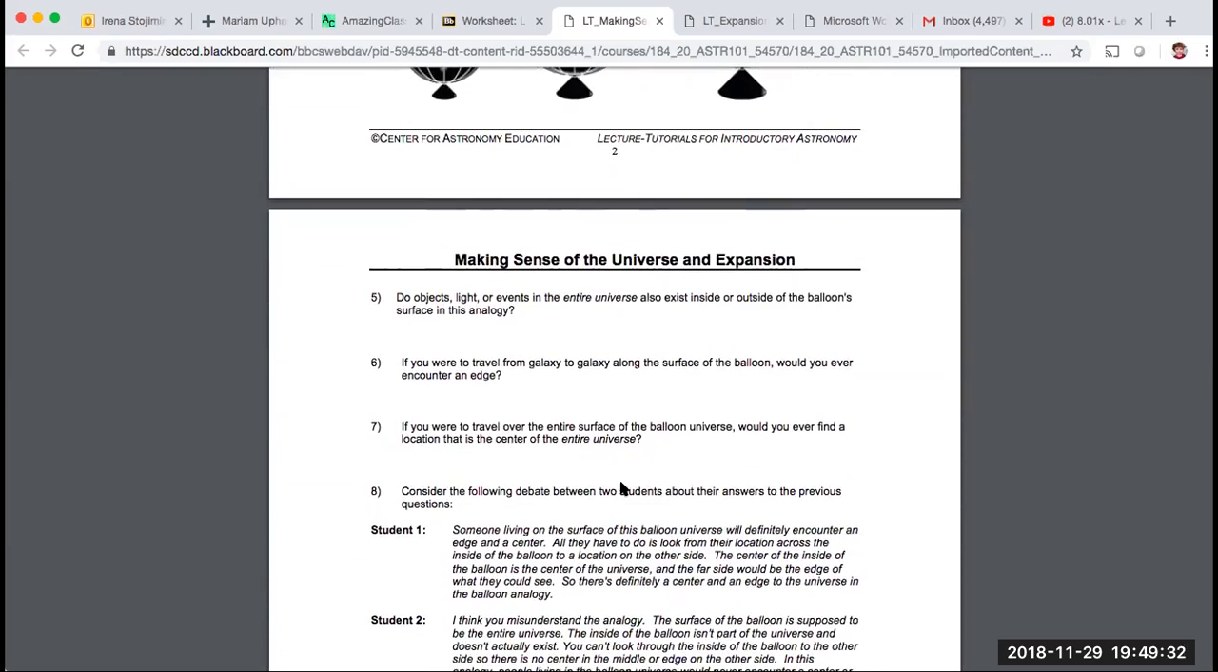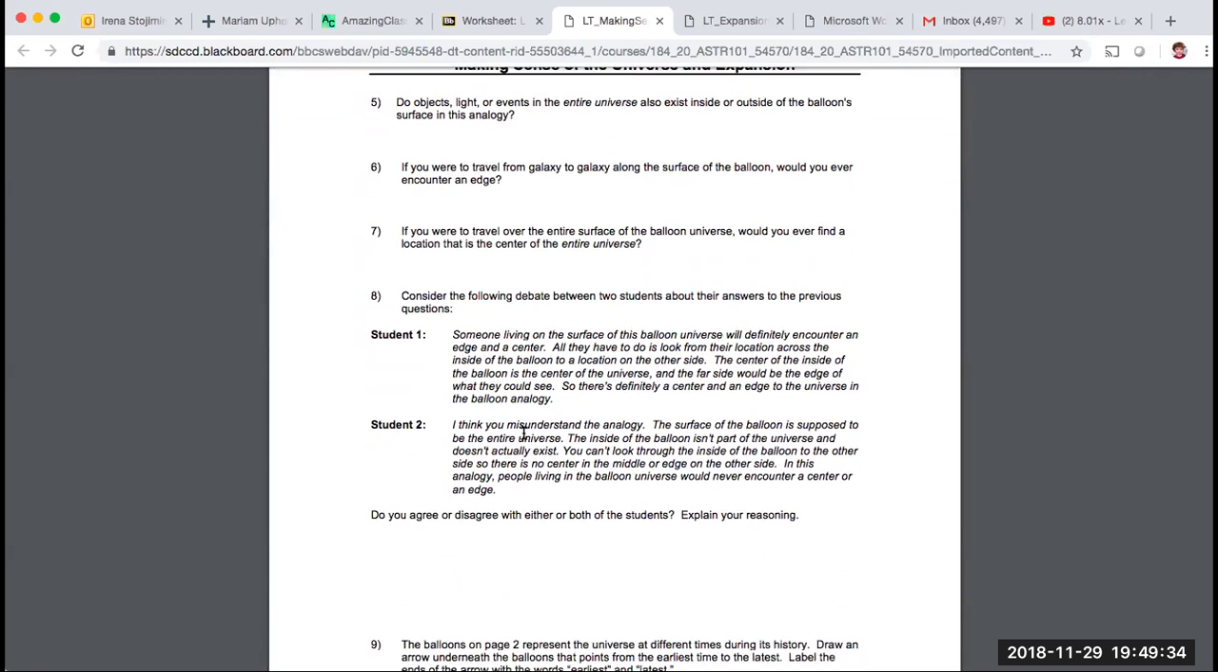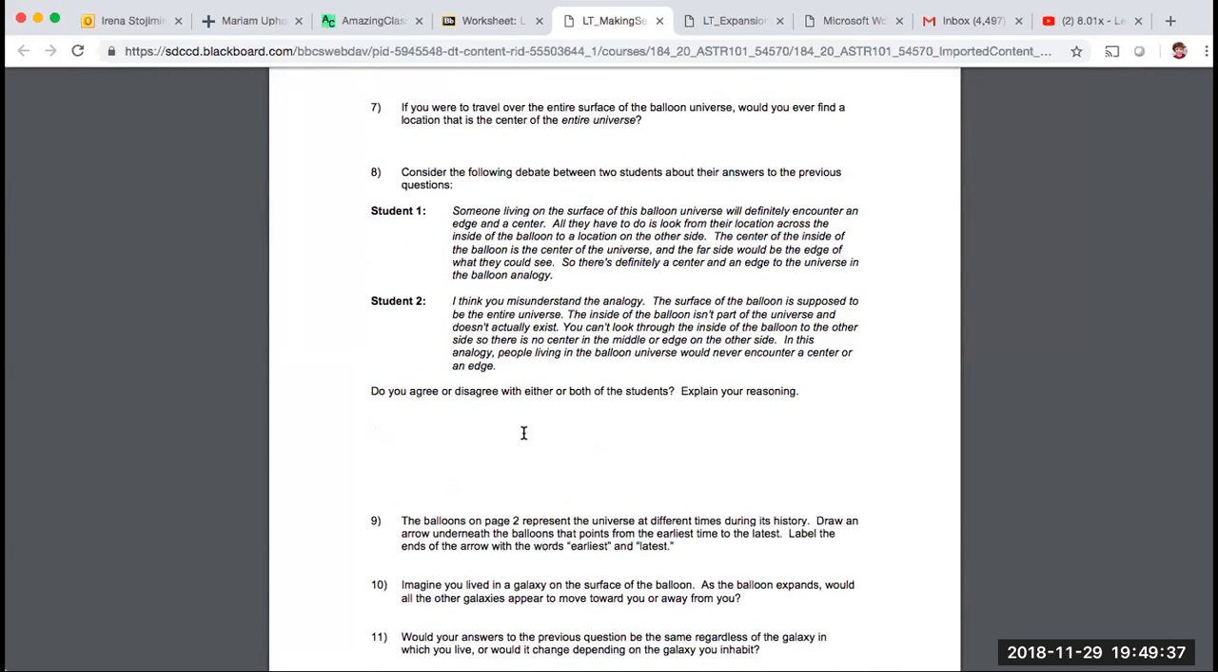Yeah. Okay, good. So number 7. If you were to travel over the entire surface of the balloon universe, would you ever find a location that is the center of the entire universe? No. Very good. That's why this is good. Actually, the only reason I like the balloon analogy is because a balloon does not have any center, right? And when you think about Hubble's law, that's the first thing that we did tonight, right?